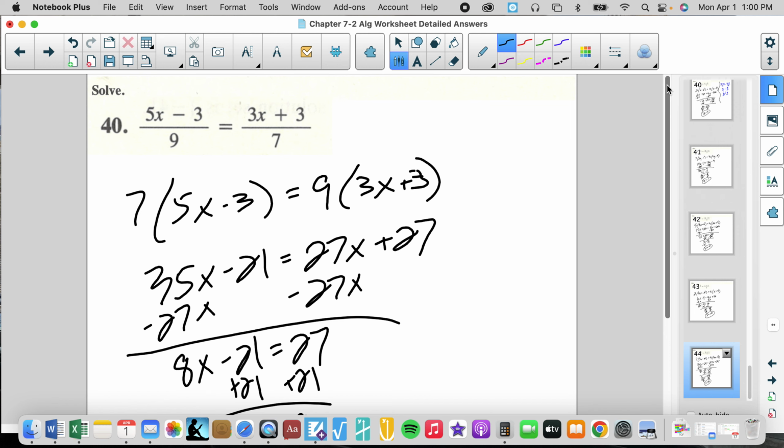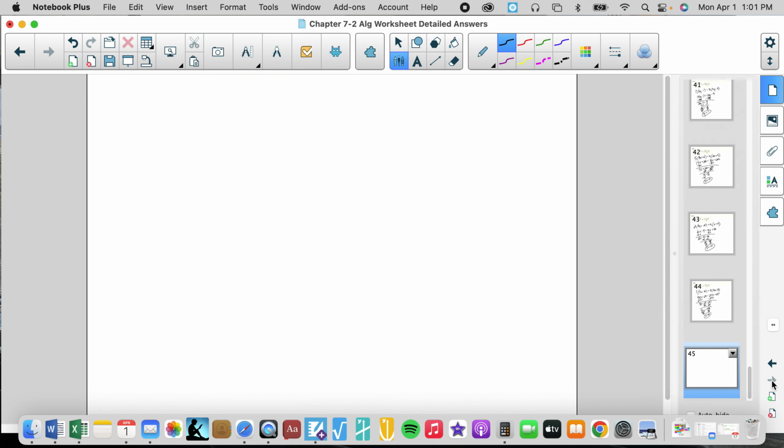Does that check properly? 6 times 5 is 30. 30 minus 3 is 27. 27 over 9 is 3. What was my number? 6. 6 times 3 is 18, plus 3 is 21, over 7 is 3. It checks out.